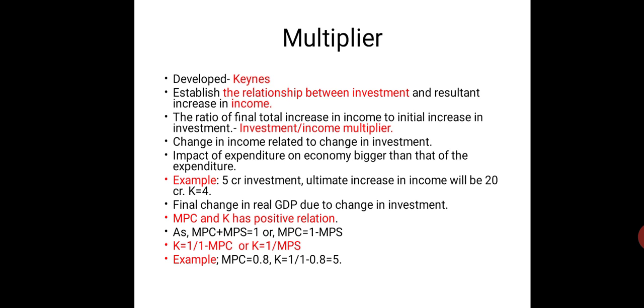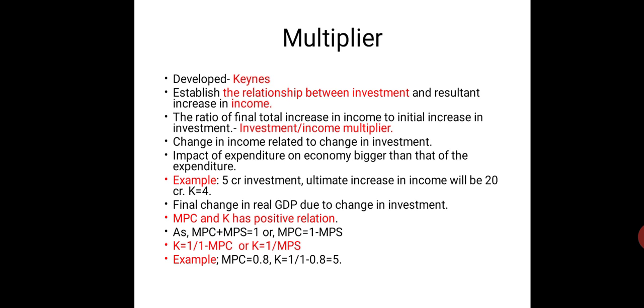K, that is the multiplier, is equal to 1 by 1 minus MPC, or K is equal to 1 by MPS, because 1 minus MPC is MPS, so it can also be denoted as 1 by MPS. So to find out the multiplier of an investment, how much increase in income a project will bring, we should understand the marginal propensity to consume of that investment or of a person. How much a person consumes has to be understood, or even how much a person saves can also help us find the multiplier.